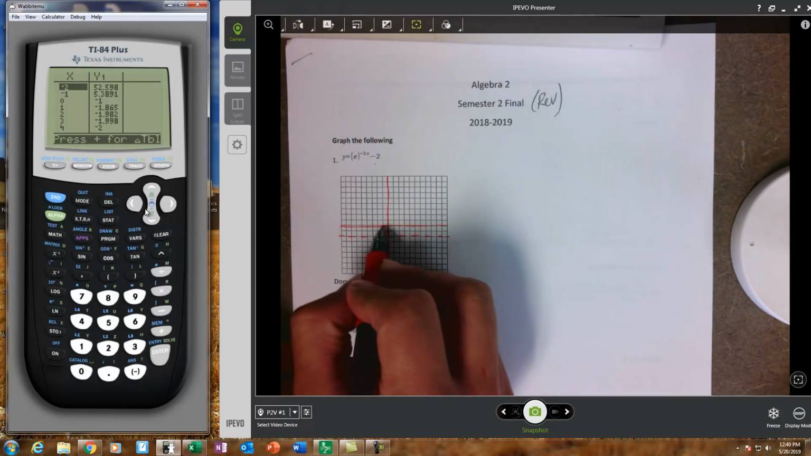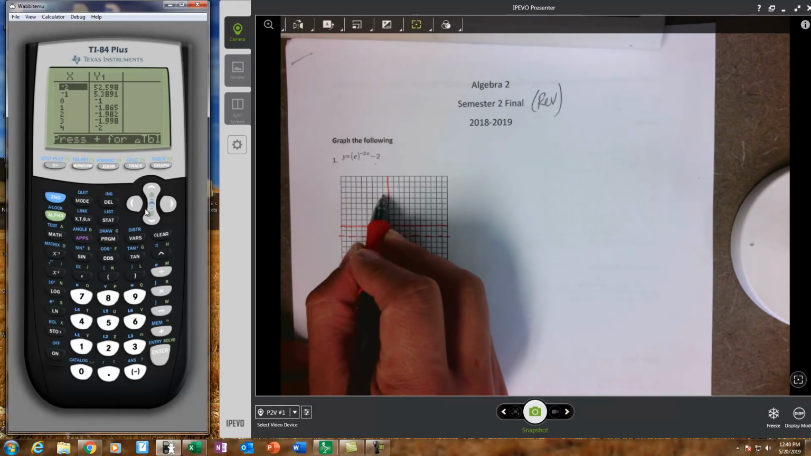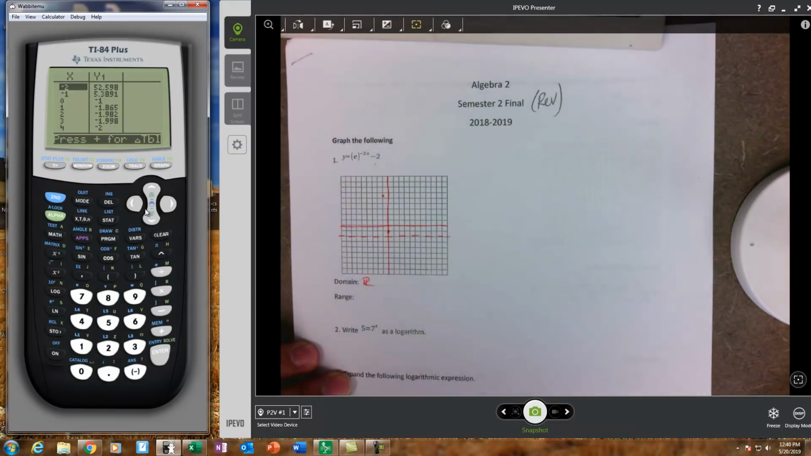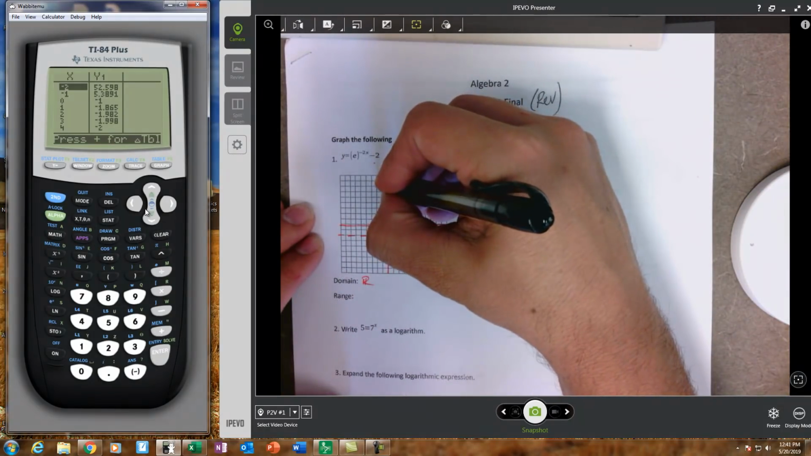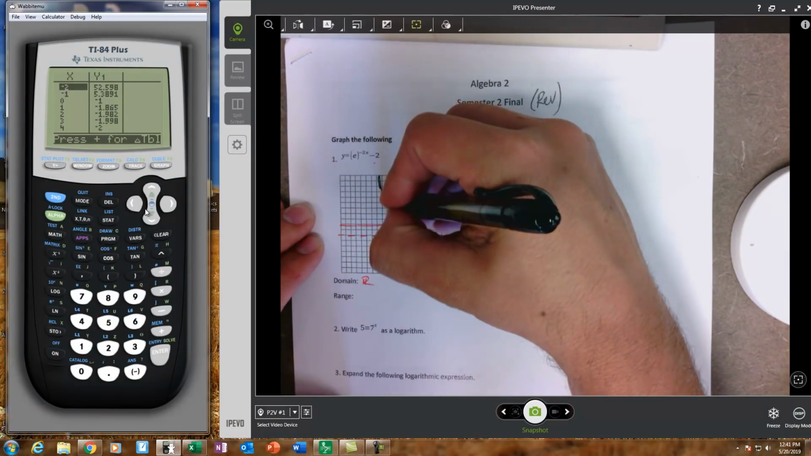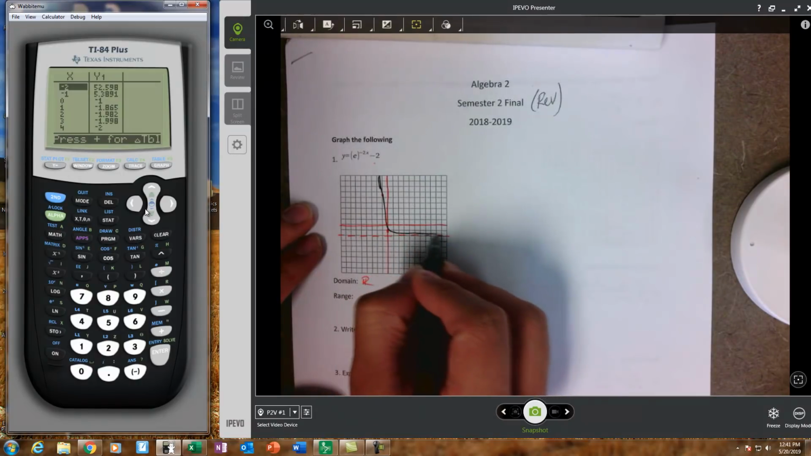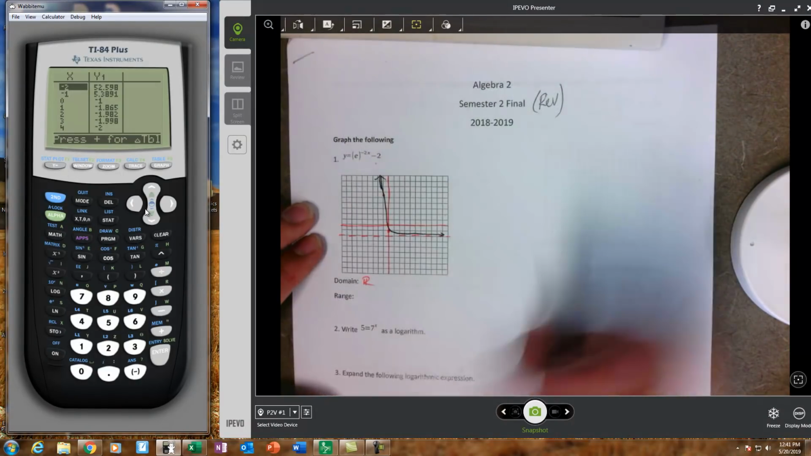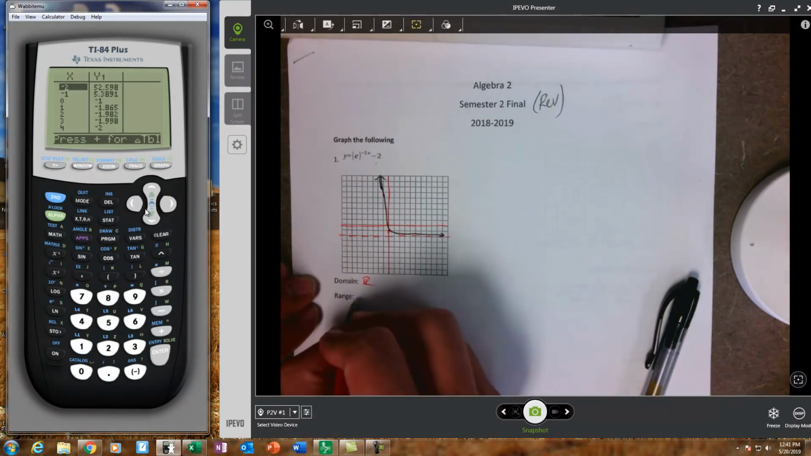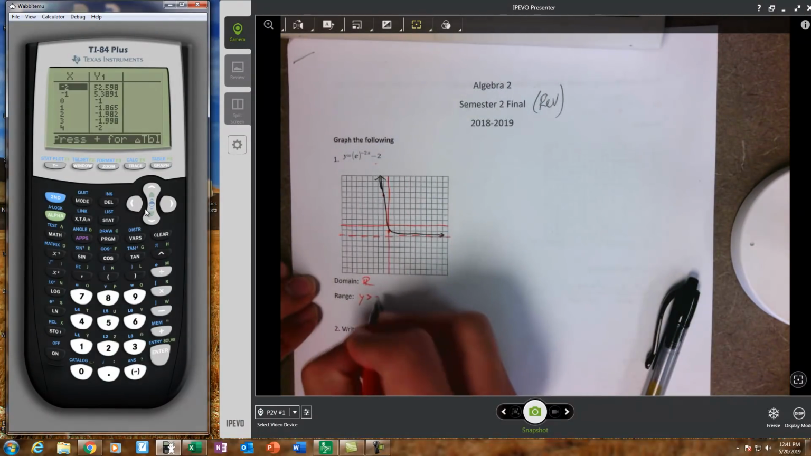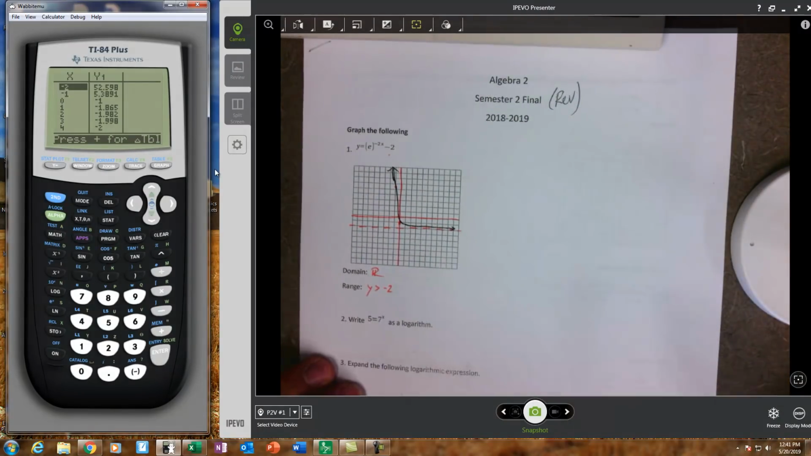So I'm going to go to negative 1, up 1, 2, 3, 4, 5.5. Be about there. And I'll just use a different color pen to kind of get us through here. I'm coming down real steep, and then I turn and follow the asymptote from there. Because I'm staying above that dotted line, I can say that the range is y is greater than negative 2. If it's below the line, then y is less than negative 2.